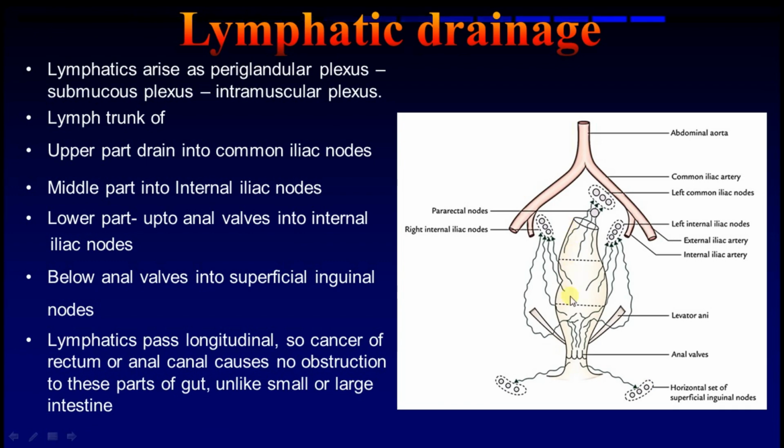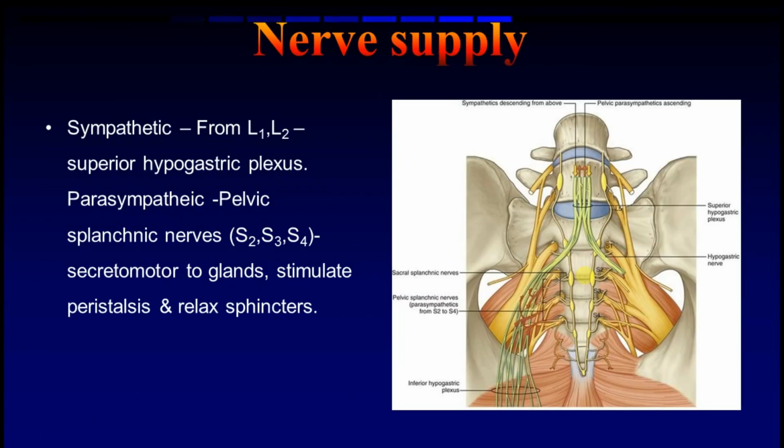Now, the lymphatics pass as longitudinal channels. They don't pass as transverse vessels. They pass as longitudinal channels, so they don't get obstructed in case of rectal carcinoma. Okay. So in rectal carcinoma, obstruction takes place only in the final stages, but initially it causes no obstruction. Unlike the other parts of the gut, especially the coils of small intestine or large intestine, usually in the early stages they don't cause any obstruction because the channels pass longitudinally.